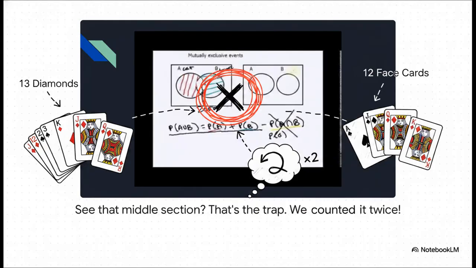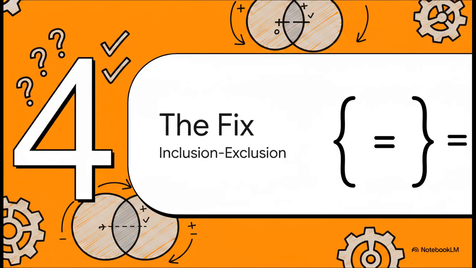This Venn diagram just illustrates the problem perfectly. See that part in the middle where the circles overlap? That represents those 3 cards. So when we added all 13 diamonds and all 12 face cards, we actually counted the jack, queen, and king of diamonds twice. That right there is the double counting trap. So we found the problem. We counted the overlap twice.